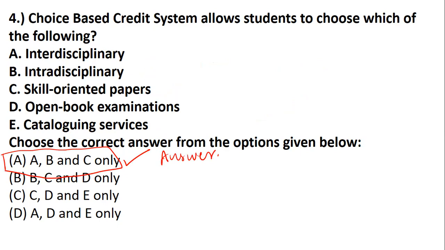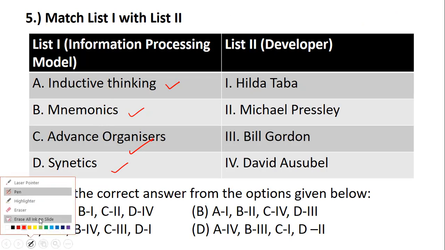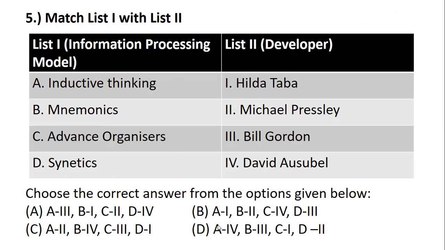Fine. Okay. Now coming to the next question, you have list 1 and list 2. List 1 is the models. They have given you the models. List 2 is the developer. Let's see what the models are: inductive thinking, mnemonics, advanced organizers, synectics. See, this question may be very difficult for you, especially if you're not aware. But that's the reason this platform of Global Online will help you to remember these questions very well, understand the topic, and go ahead. So when I say inductive thinking, it is a pattern.